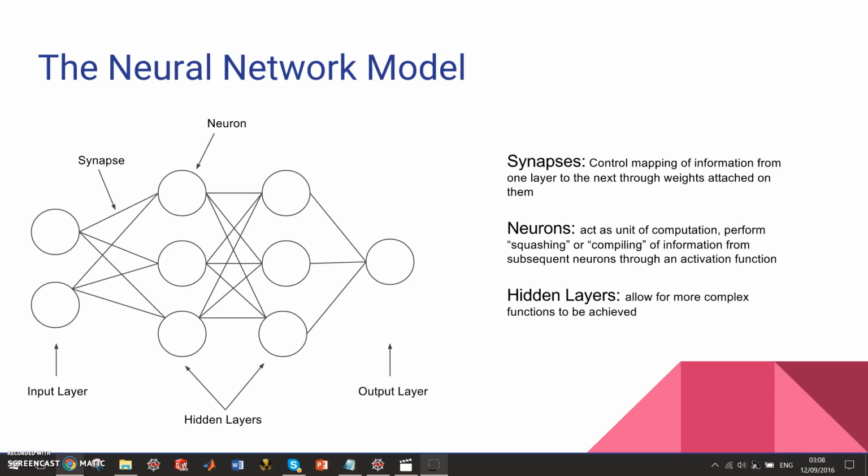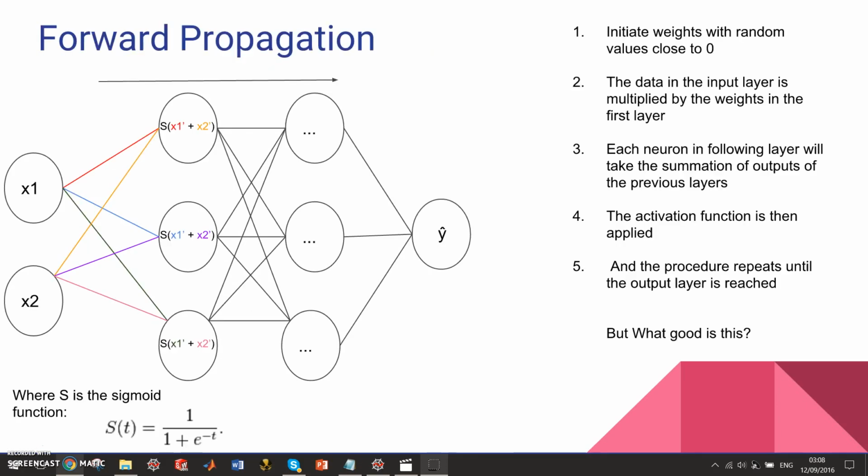So we have these things called synapses. All these synapses are going to contain a weight, which is just a numerical value. And then we have these neurons, which act as a unit of computation. All neurons, with the exception of the input neurons, have something called an activation function. What this does is introduce non-linearity into the model. So if your data set is non-linear, this allows the neural network to be able to model that, as we'll get into later.